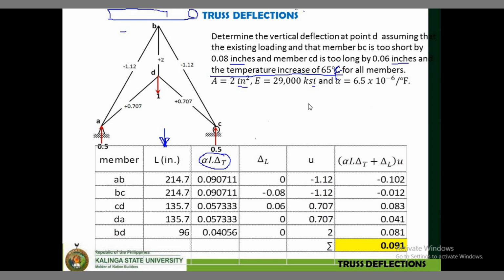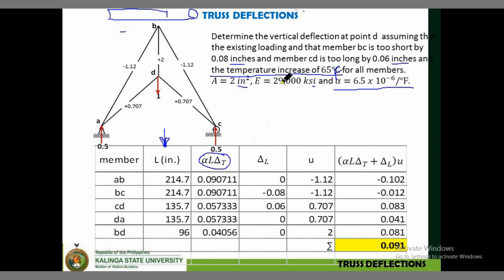So, from that statement, magkakaroon tayo ng idea, meron itong change in temperature. So, I have to take that into consideration. So, itong alpha L delta T, alpha, again, this is the coefficient of thermal expansion, and this is given, that is equal to 6.5 times 10 raised to negative 6 per degrees Fahrenheit. L, that is the length of your member. Delta T, that is the change in temperature.